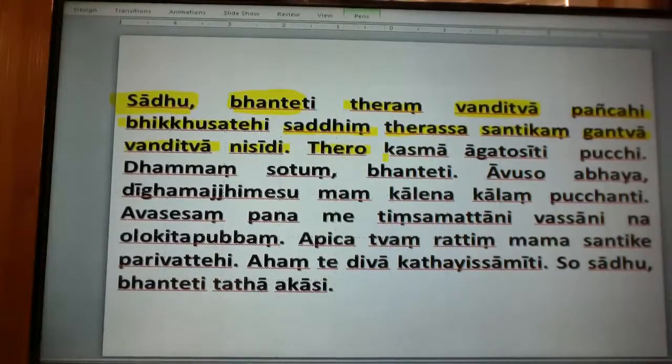Mahadhamma Rakita Thera asked, Kasama Agado Sidi Ochi. Kasama means why, Agado means coming to me. Why are you coming to me? So Mahadhamma Rakita asks. Dhamma Soto Banditi. Bandi means venerable. Dhamma means the Dhamma, Soto means to learn.